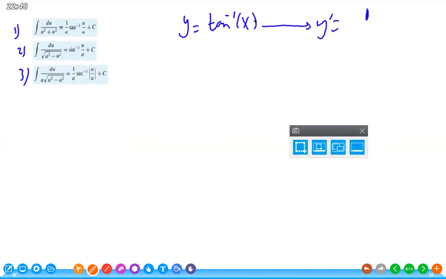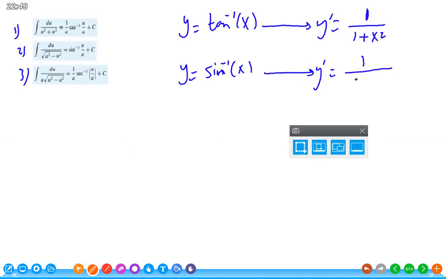Here we have 3 formulas. Formula number 1, 2, 3: the antiderivative for the inverse trigonometric functions. You remember that the derivative of tangent inverse of x is 1 over 1 plus x squared. If you have y equals sine inverse of x, the derivative is 1 over radical 1 minus x squared.